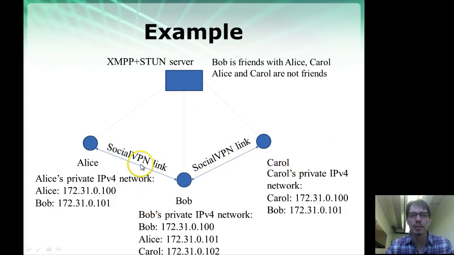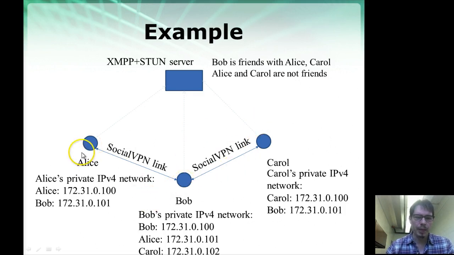This mapping, this translation is done automatically, so the user does not need to determine this translation on their own. But it does mean that we have a sort of a NAT within Social VPN that translates all addresses going from a user to another user. We do not translate ports, but we do translate addresses.